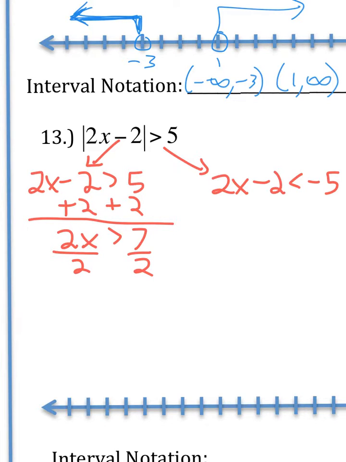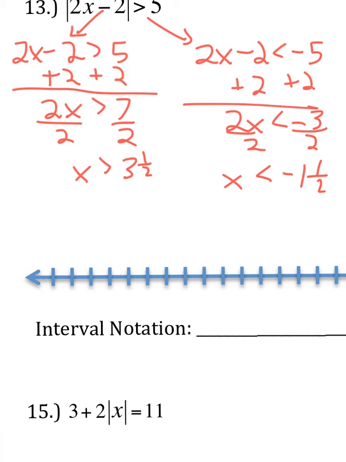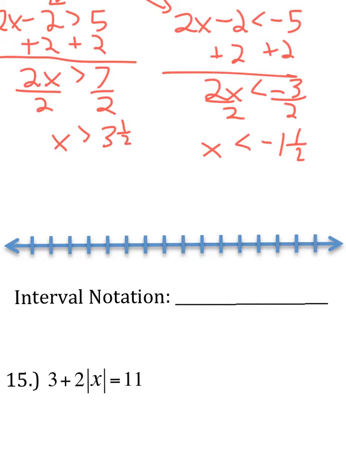Fractions? The heck, who made this review? 7 over 2 is the same as 3.5. Plus 2, plus 2. 2x is less than negative 3. X is less than 3 over 2, negative 1.5. So, I've got two separate things that I graph. Let's start with, let's see, let's call this 0. 1, 2, 3. 3.5 would be right there. And X is greater than 3.5. Negative 1.5 is right there. And X is less than that.